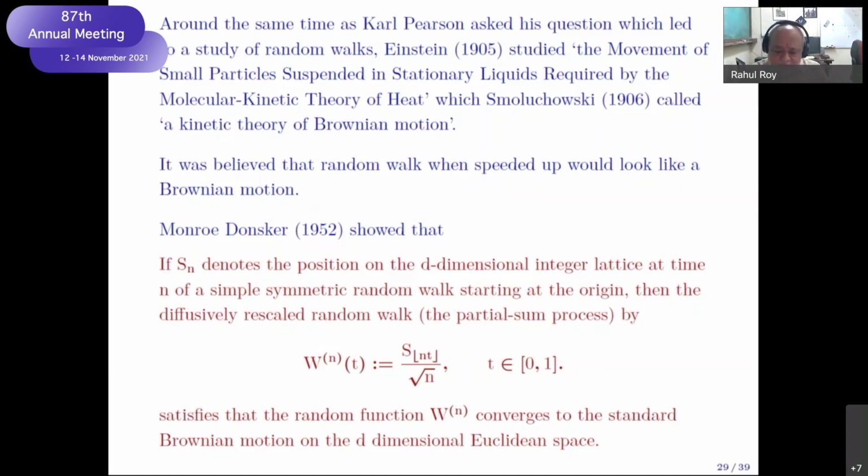I'm, of course, missing out various things. What do I mean by converges? What kind of space am I talking about? But I'm not going to elaborate on that because this talk is for a general audience.